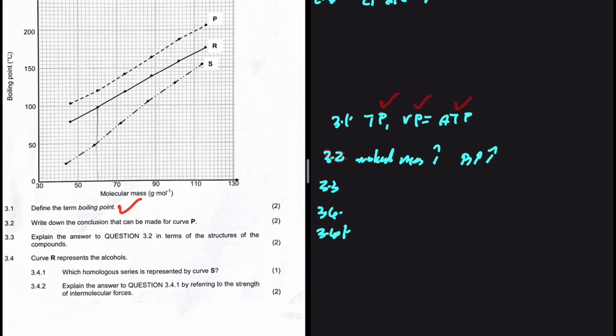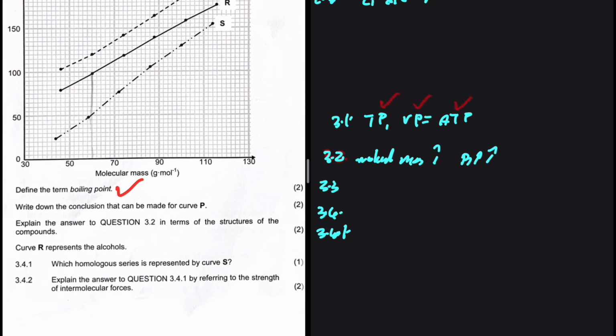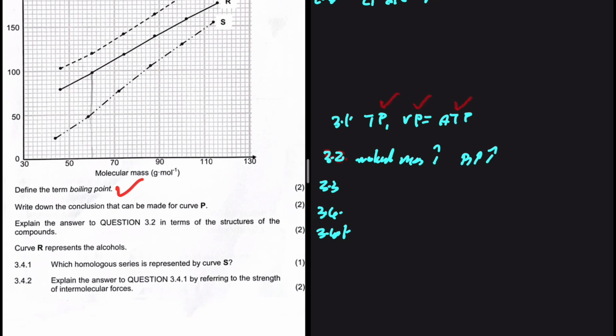3.4.1. Curve R represents alcohols. Well, we can deduce that curve R represents alcohols without being told. We can deduce that because we have an alcohol, we have a carboxylic acid, and we have aldehydes. We know which compounds consist of which intermolecular forces and which intermolecular forces are stronger than which. We know all that. So yeah, they're telling us, but we already know. They don't have to. Okay, and then 3.4.1, which homologous series is represented by curve S.